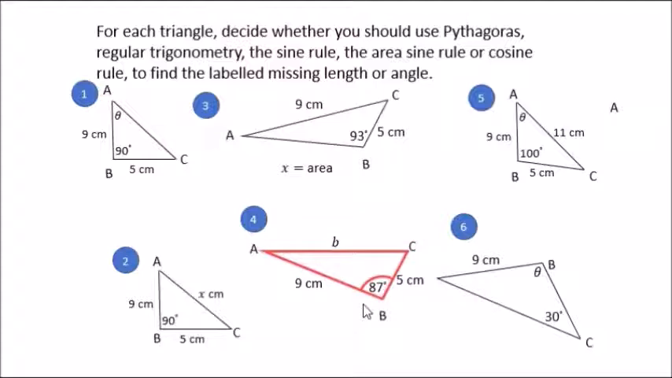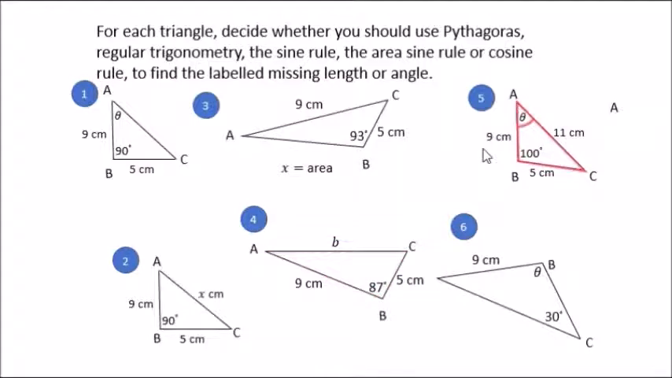But what we do know is that we're interested in all 3 sides and one angle. When our unknown side is opposite our angle, or when we have an unknown angle and we've got all 3 sides, the best option is to use the cosine rule. So we have b squared equals 9 squared plus 5 squared minus 2 times 9 times 5 cos 87.